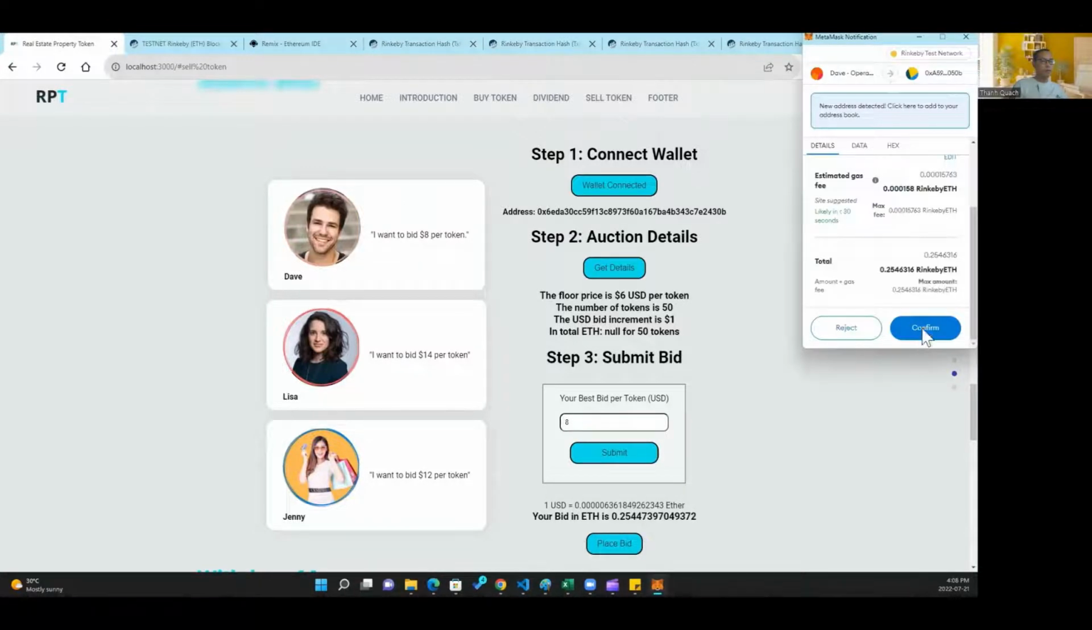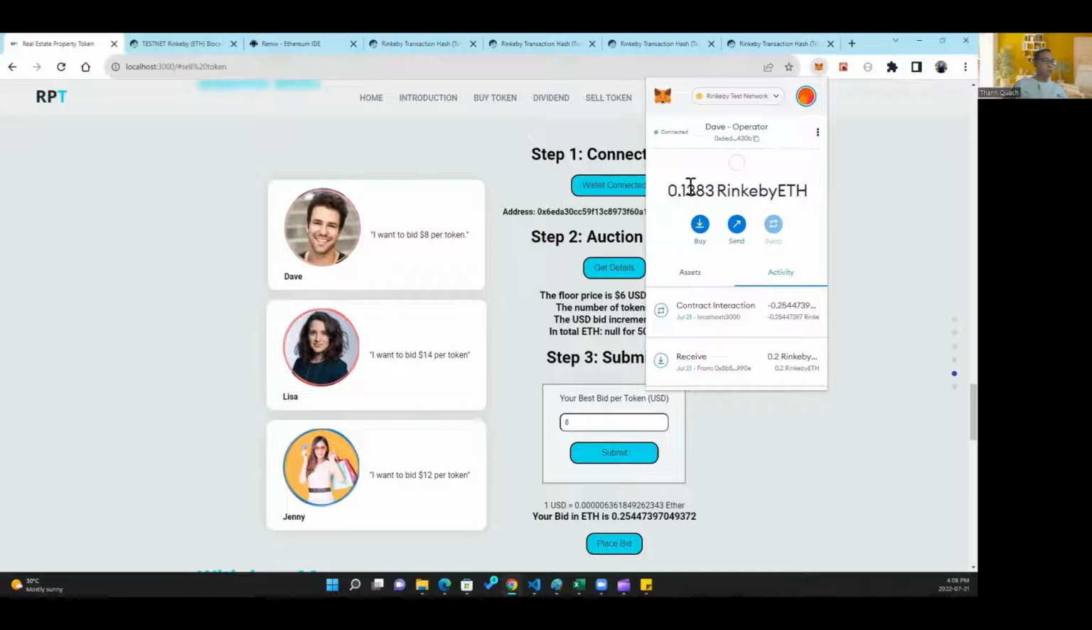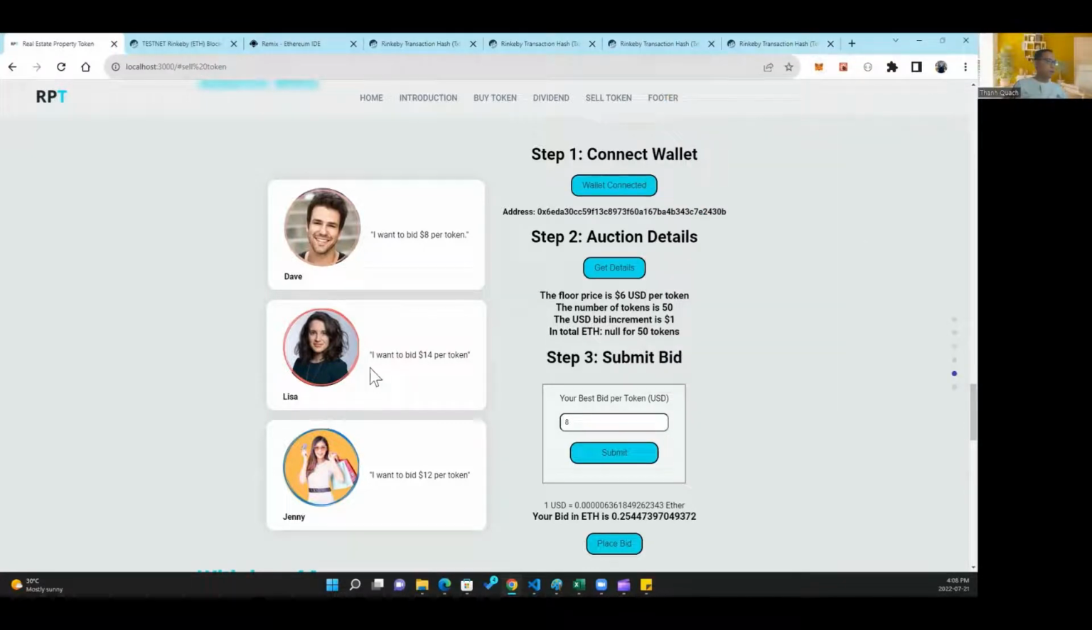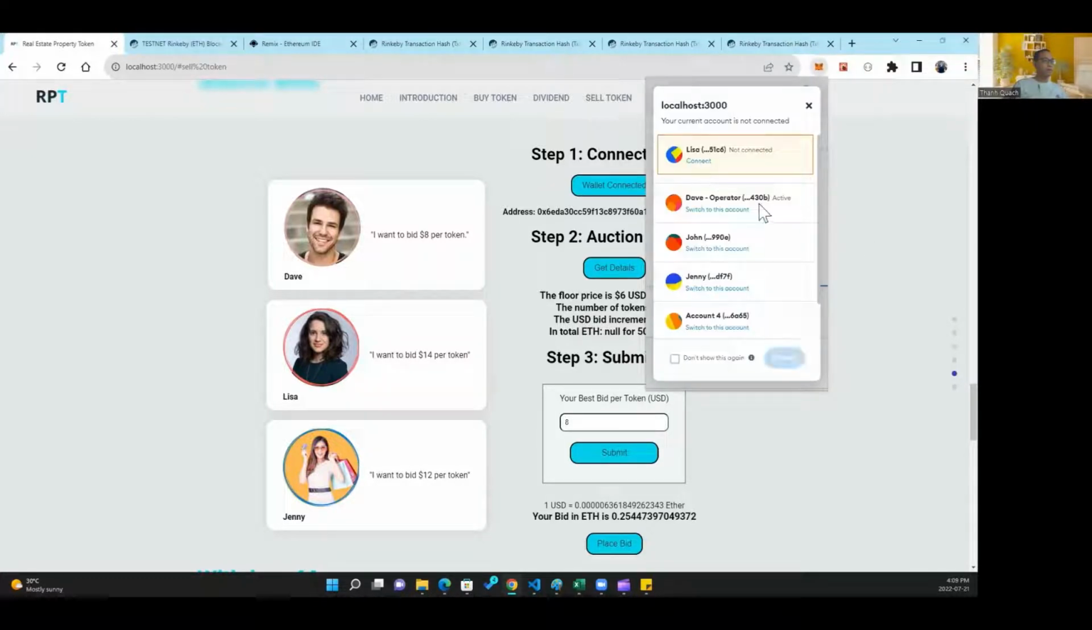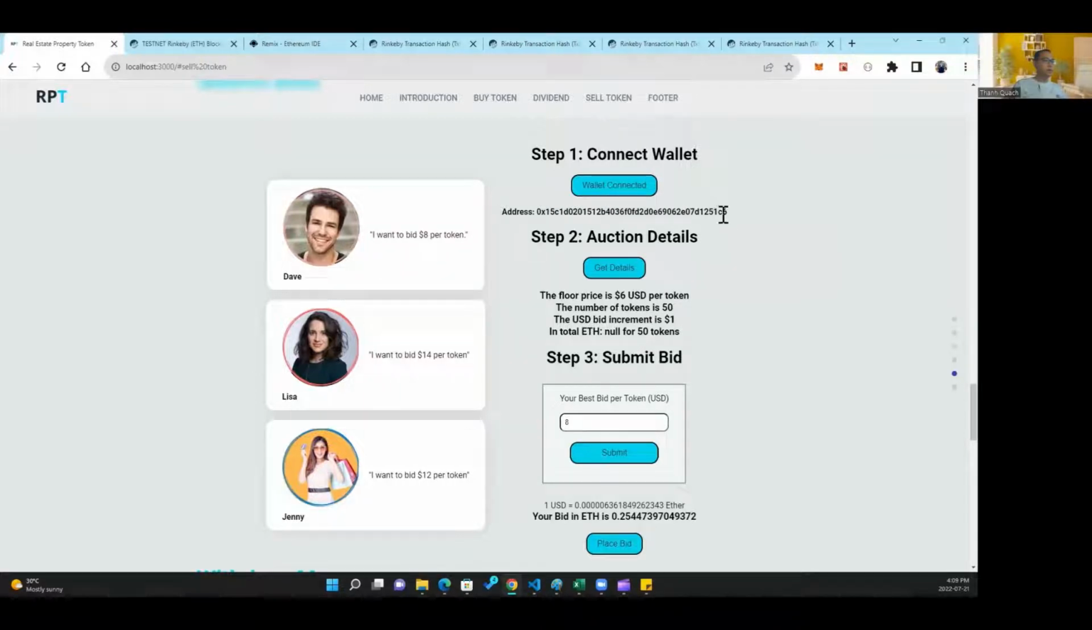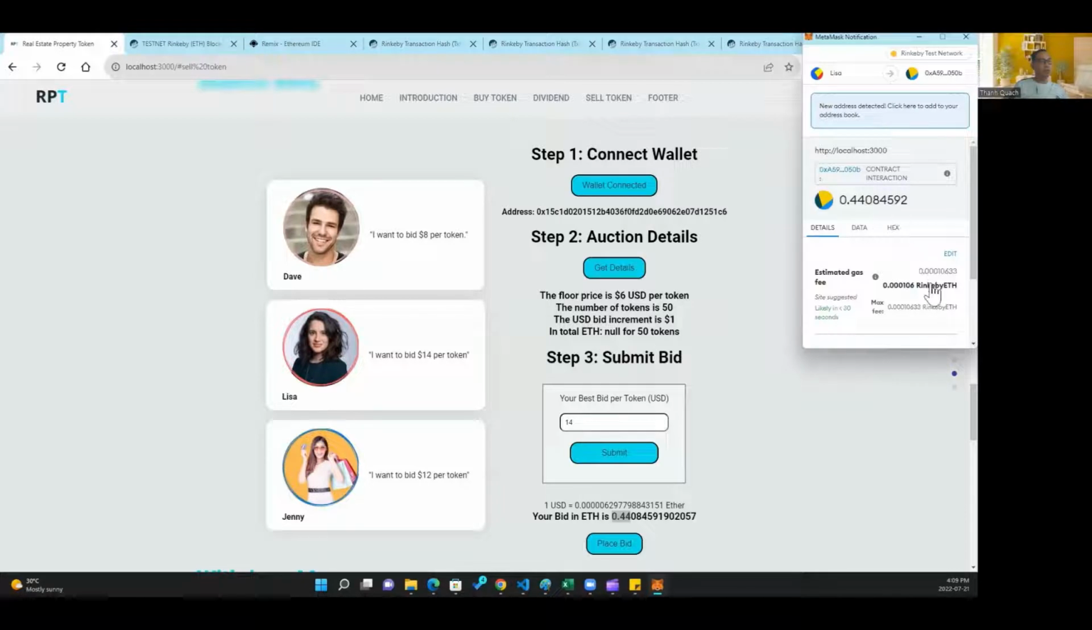confirm. So the balance goes from 0.39 to 0.13 because Dave submitted the bid. So Dave is done. Now Lisa wants to bid $14 per token. And again, we have to connect to Lisa's account first. Connect. Okay, 1C6, this is Lisa, and she wants to bid $14 per token. Submit. So she basically wants to pay 0.44 ether for the auction. Place bid. MetaMask pops up, 0.44 plus gas.